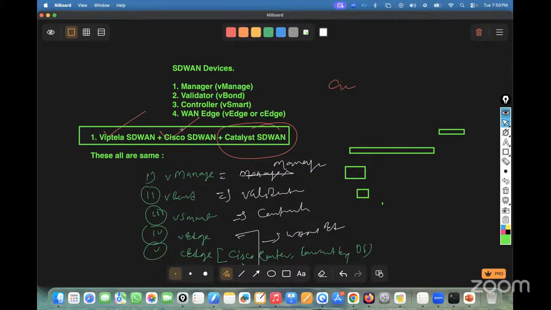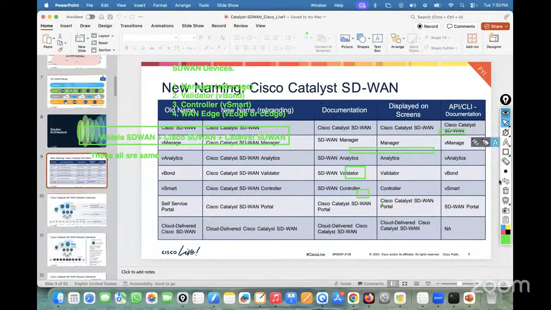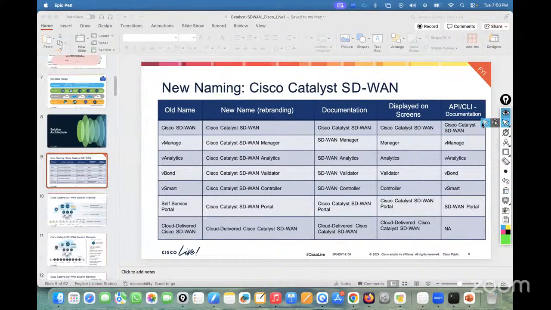So if you are saying I'm learning Viptela, Cisco, Catalyst, these all are the same. They all have the same DNA. Nothing much has been changed, they just changed the branding. And you can see here, this is the new branding. Earlier it was known as Cisco SD-WAN. Now it has the new rebranding.